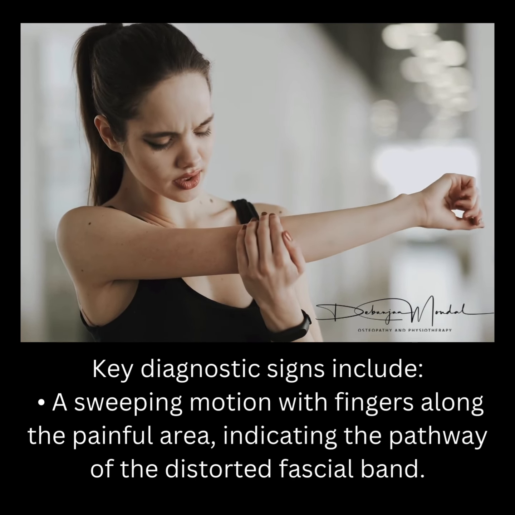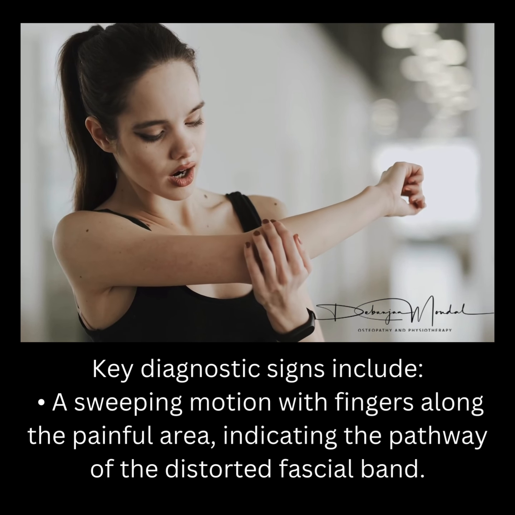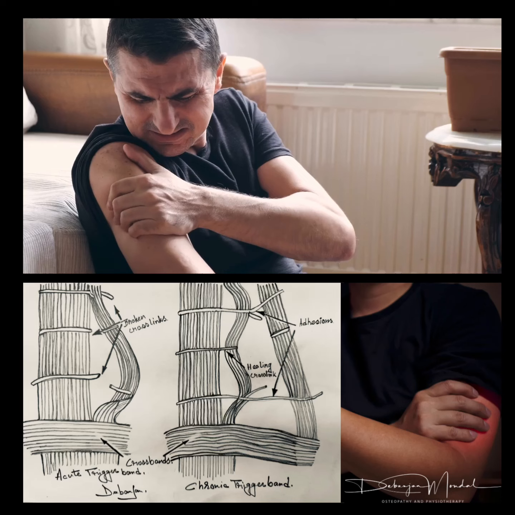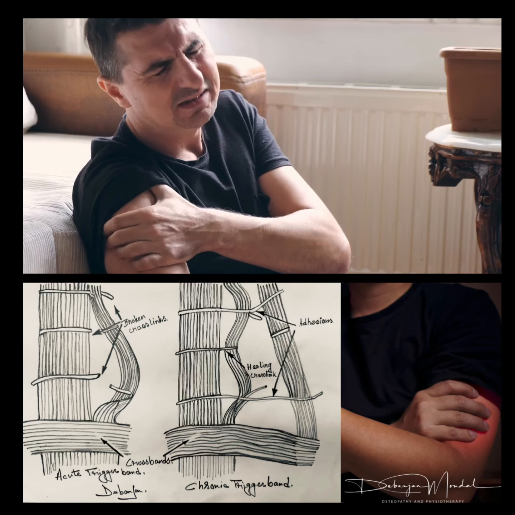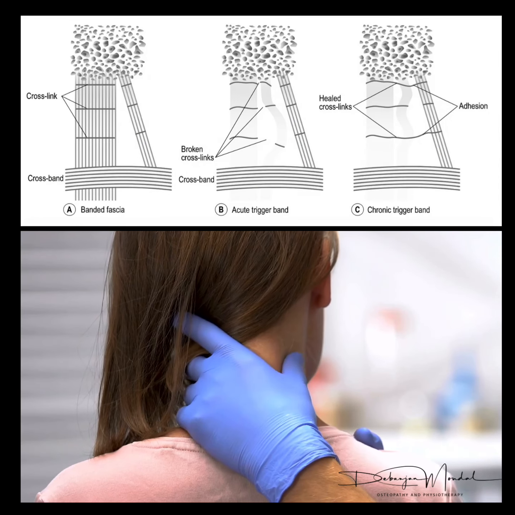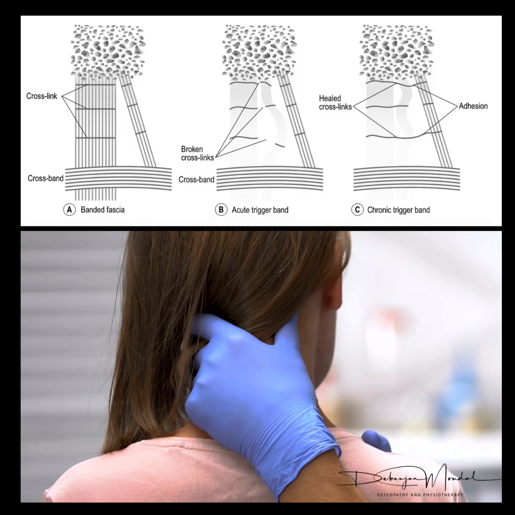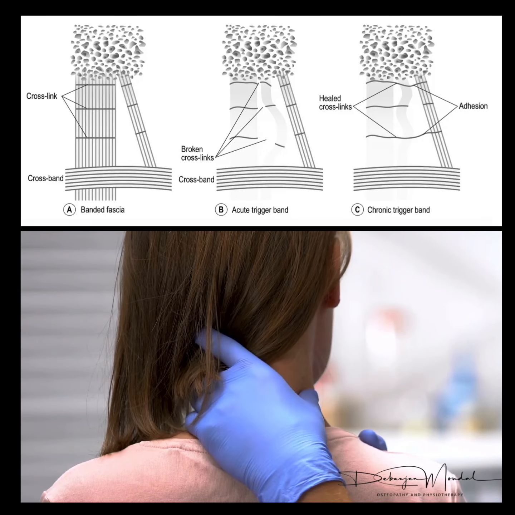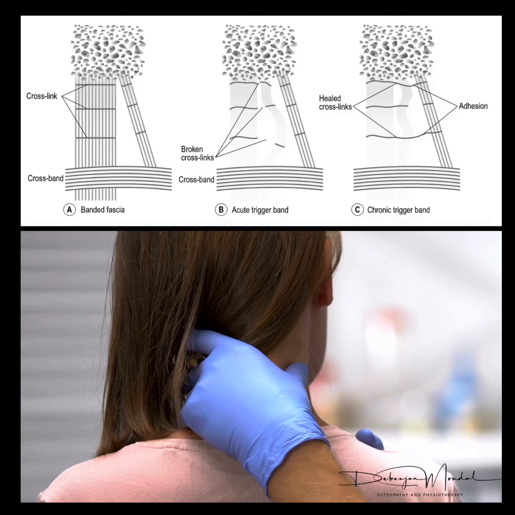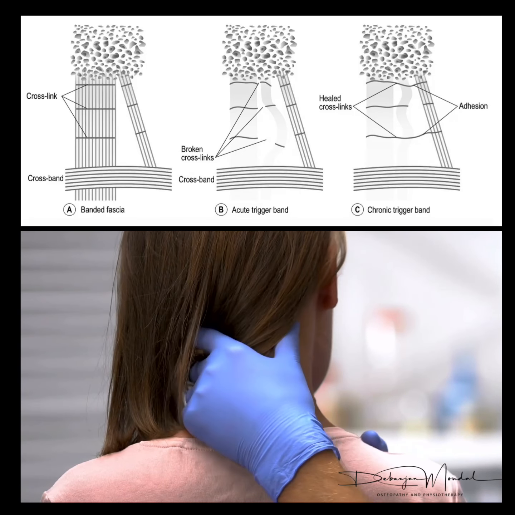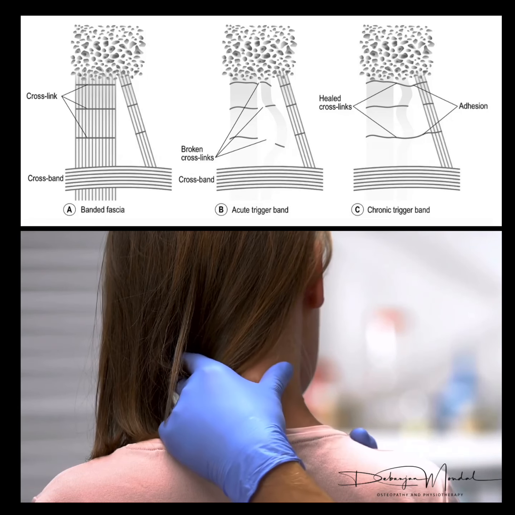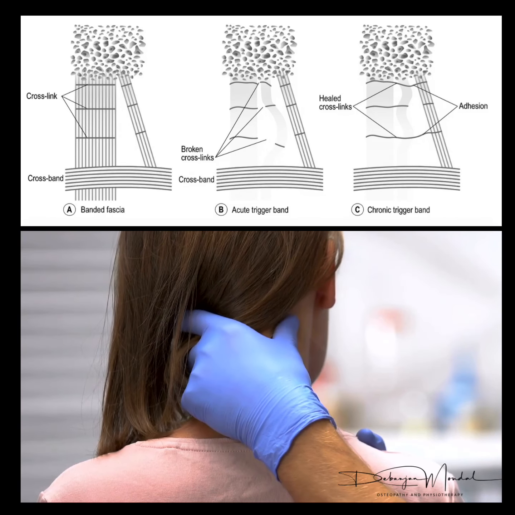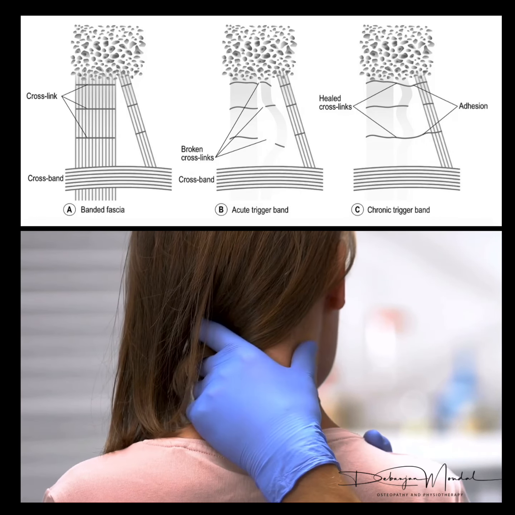Where to find trigger bands? Trigger bands are found in banded fascial tissues throughout the body, particularly in areas subjected to high levels of mechanical stress. Common locations include shoulders, often along the anterior shoulder pathway, involving the bicipital groove. Forearms and arms. Trigger bands here can affect the functioning of the upper limb. Neck. The lateral neck is another area where trigger bands commonly develop, often extending from the shoulder pathways.